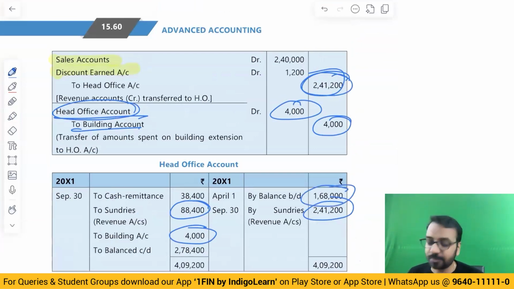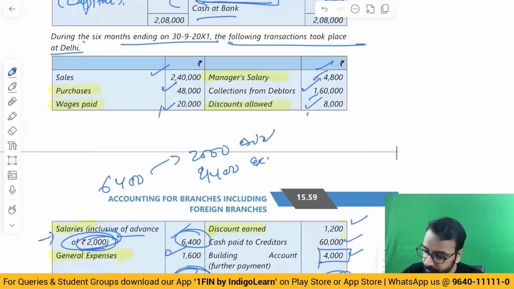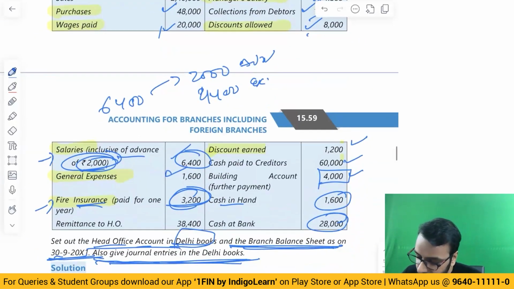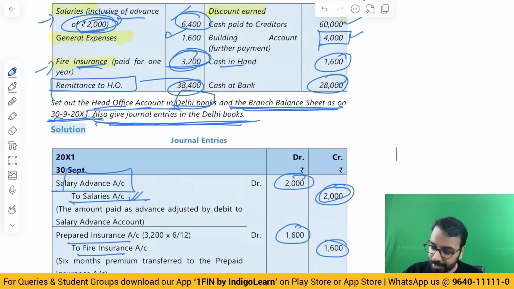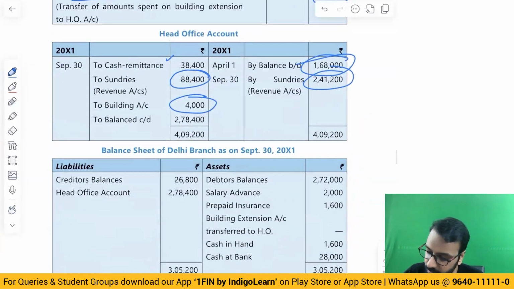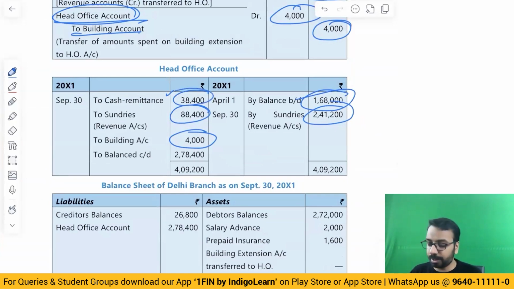Then opening balance is given in the question that you will transfer. Then whatever amount has been remitted, here if you see, remittance to head office 38,400. If I have paid some amount to head office, I will debit head office and I will credit bank. So head office to bank 38,400. And balance carried down 278,400. Okay, that is how we will do.